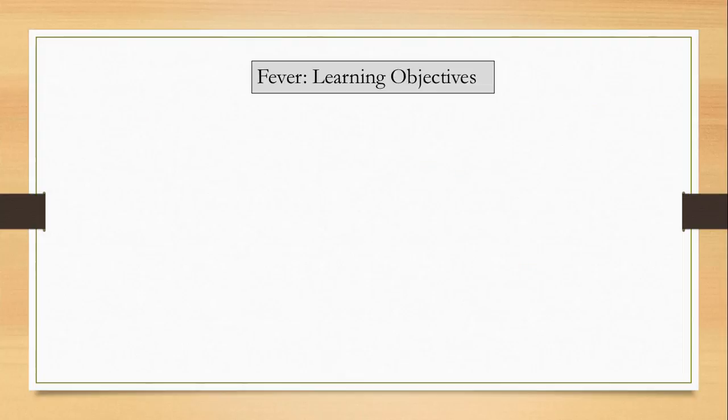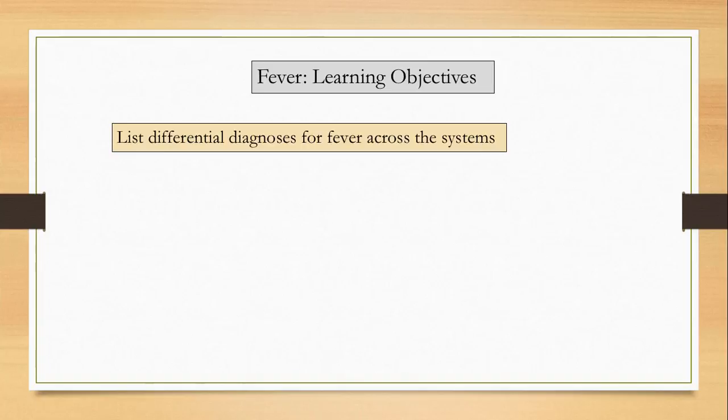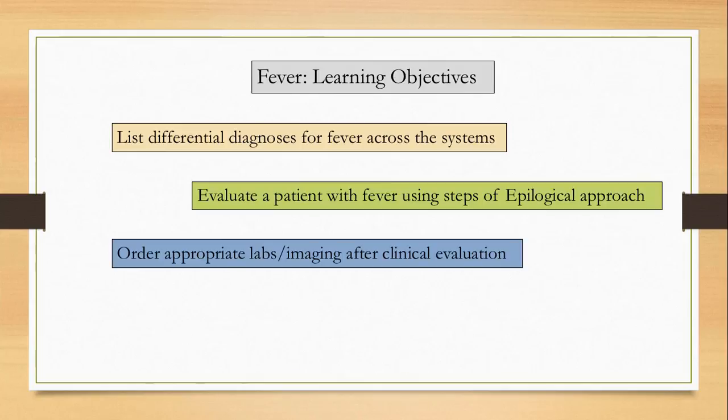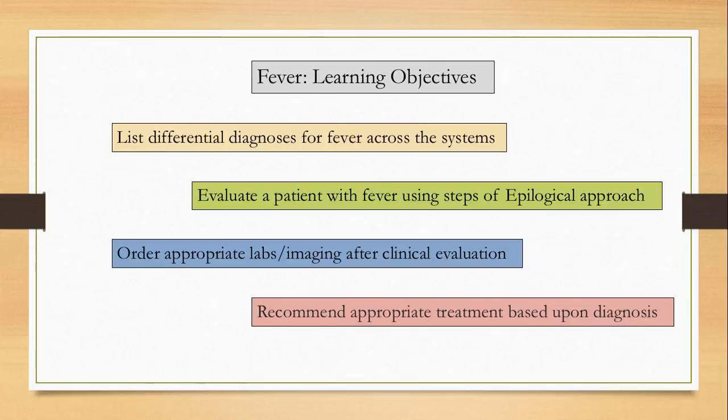So let's get started. The objectives of this talk are that we should be able to list differential diagnosis for fever across the systems. We should be able to evaluate a patient with fever using 4 steps of epidemiological approach and recognize urgent and emergent situations. We should be able to order appropriate labs and imaging after clinical evaluation, and in the end we should be able to recommend appropriate treatment based upon the diagnosis.